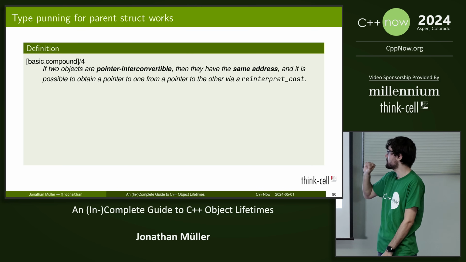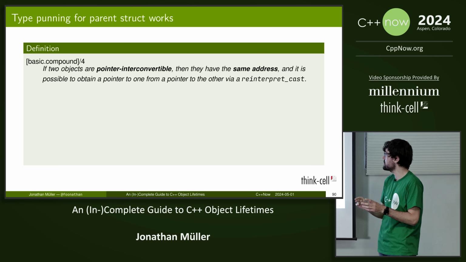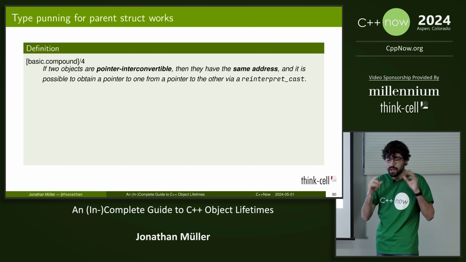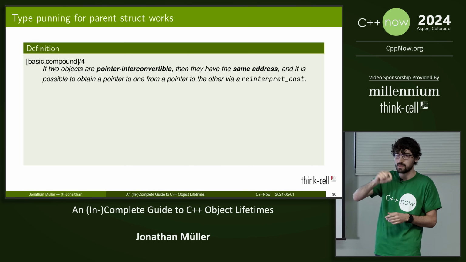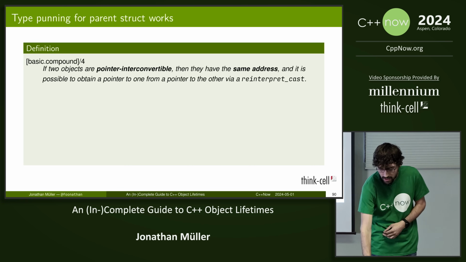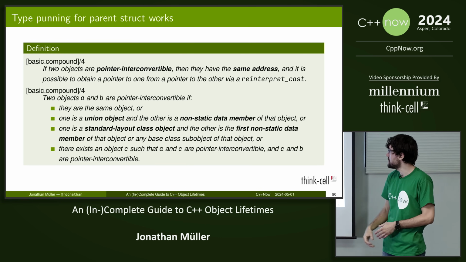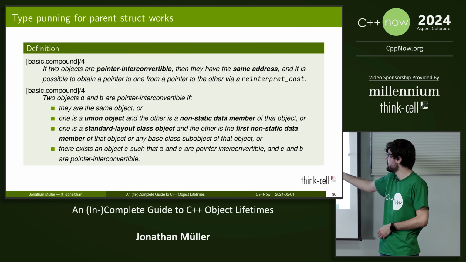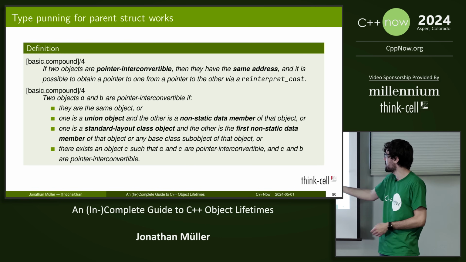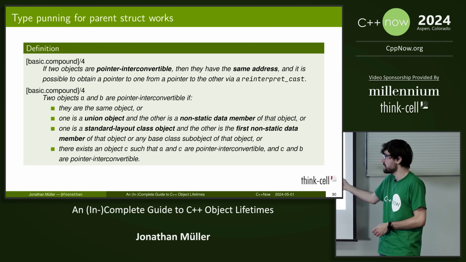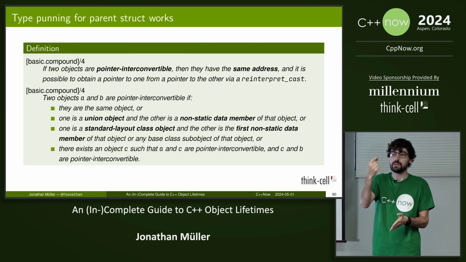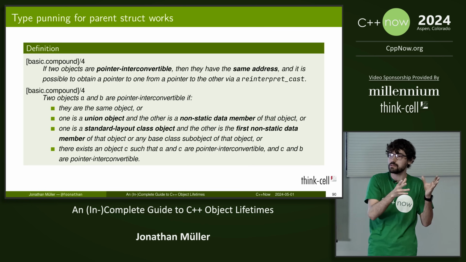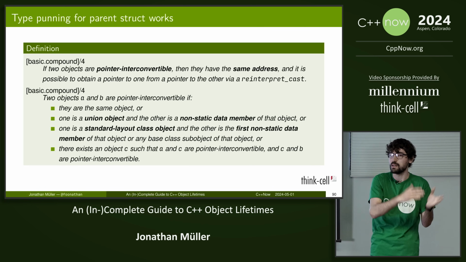This is a special type punning exception because of pointer-interconvertibility. If two objects are pointer-interconvertible, then they have the same address, and you can use reinterpret_cast to get an address of one from an address of the other, in this case between the first member of a struct and the parent. So they are interconvertible if they're the same, obviously: a union and a non-static data member, a standard-layout class and its first non-static data member, and so on. So when we've got a pointer to the first member, we can reinterpret cast to a pointer to the struct it is contained in and use it as if it were a struct, and vice versa.